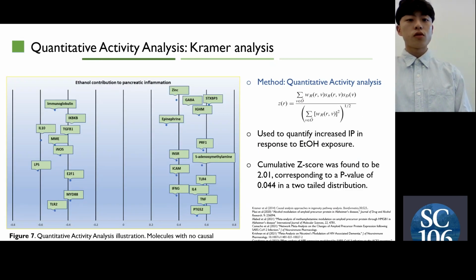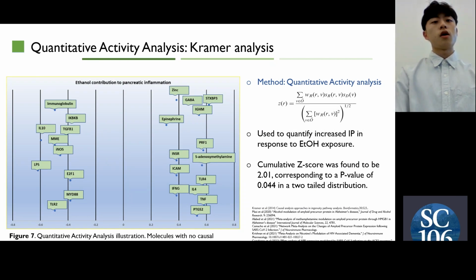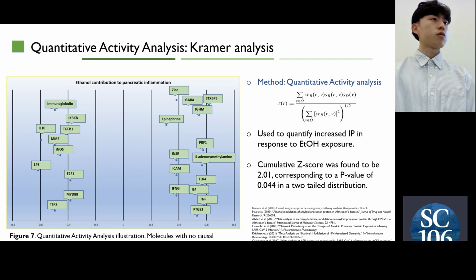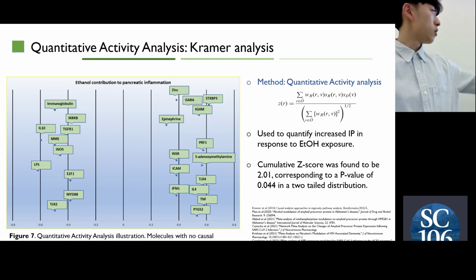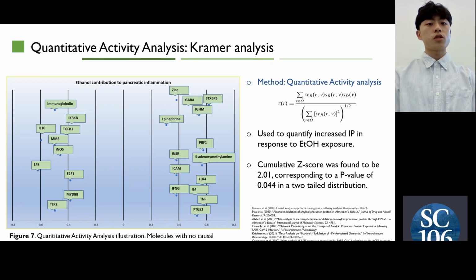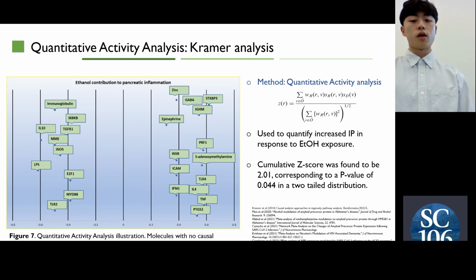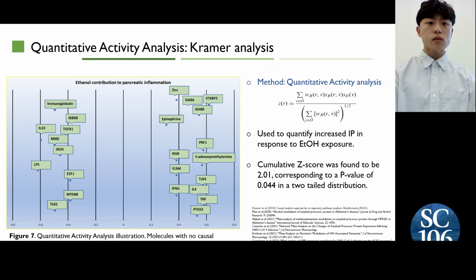Some notable molecules included in this graph were calculated using the activity analysis, a Kramer analysis, which allowed us to identify a cumulative Z-score of 2.01, corresponding to a p-value of 0.04 in terms of ethanol's contribution to pancreatic inflammation through these molecules. On this side, you see molecules that were inhibited, resulting in the augmentation of IP, and the right shows molecules that were activated, resulting in upregulation of IP.